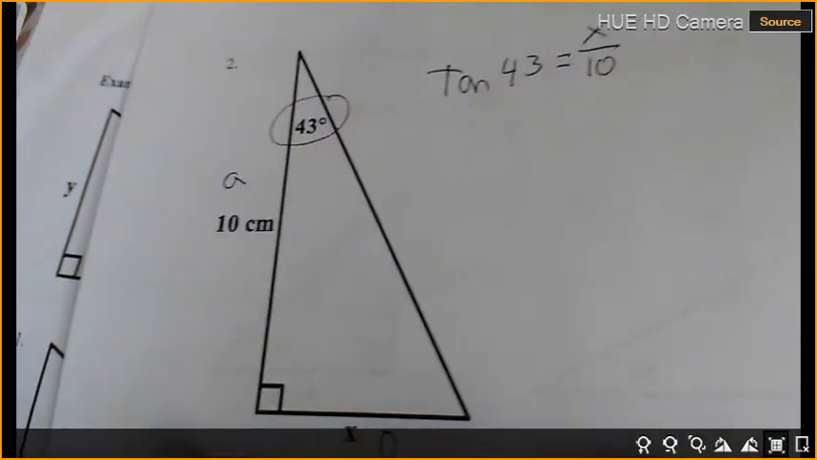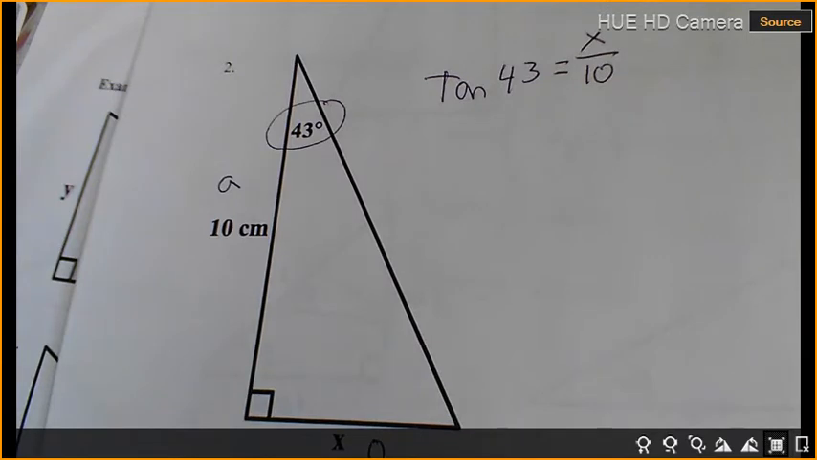How are we doing with that? This is where everybody needs a calculator, because you can't do tan of 43 in your head. So if you don't have one, grab a calculator. Or I can show you how to bypass that.